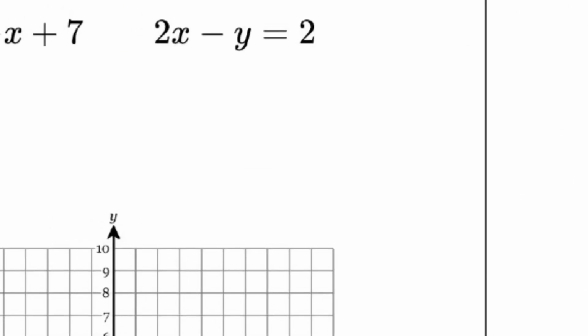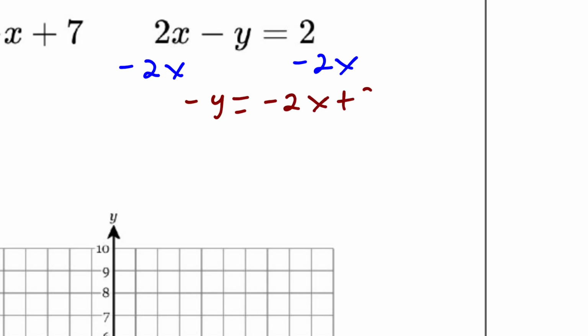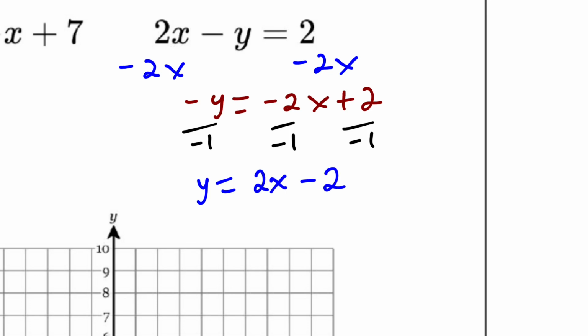To convert this, I'll move over the x first. This gives me negative y is equal to negative 2x plus 2. And I'll divide by whatever's in front of y. In this case, I'm just dividing by negative 1. What that does is it flips the sign. So negative y becomes y. Negative 2x becomes positive 2x. Positive 2 becomes negative 2.